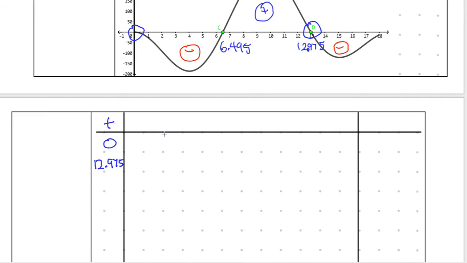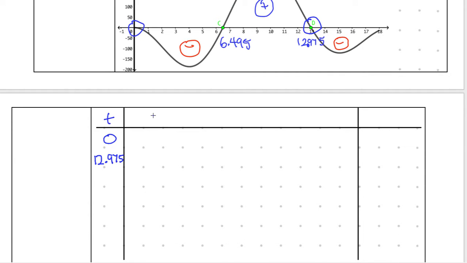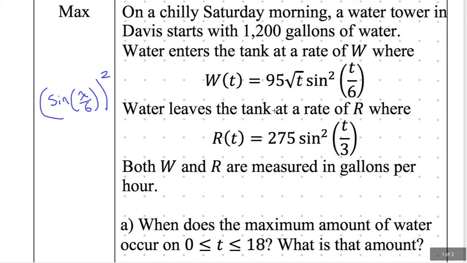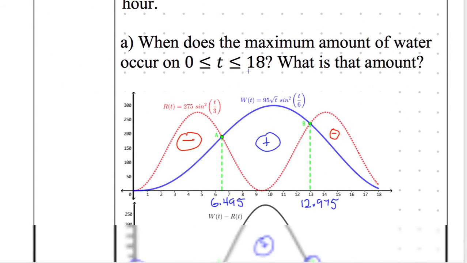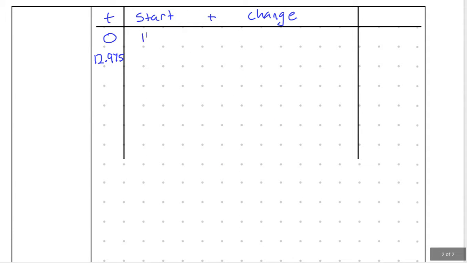What is the middle part of this table going to be? Start plus change. Yep, start plus change. What is my start? 1,200. Oh yeah, there it is. It starts with 1,200 gallons of water, so all of my starts are going to be 1,200.